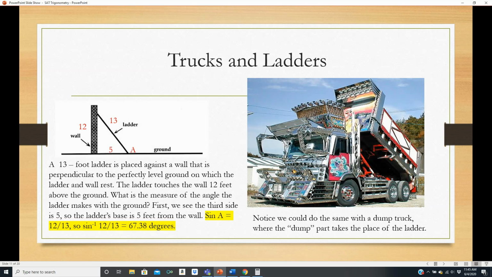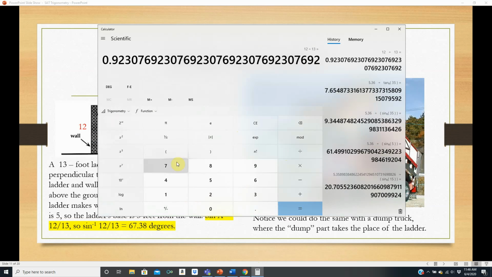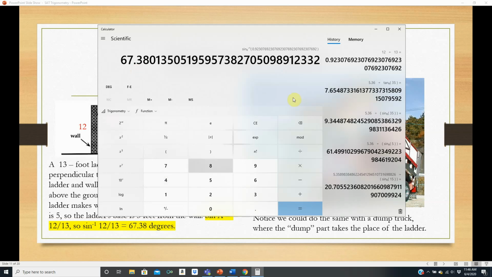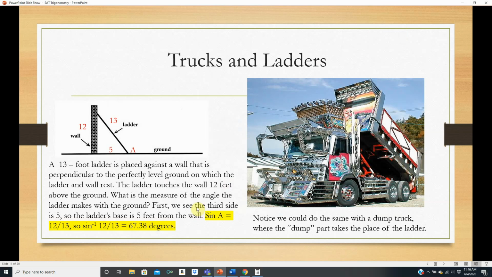So what's the measure of the angle the ladder makes with the ground? Well, that would be angle A right here. The easy way to do it is we just go sine of A is going to be the opposite over the hypotenuse, which is 12/13. So all we have to do first is clear this out, clear it out again. Take 12 over 13. What do we have here? We've got 0.923, and we're going to take the inverse sine of it. So we're going to hit second, boom, 67.38 degrees. Was I right? You bet. I did it before I got that value.